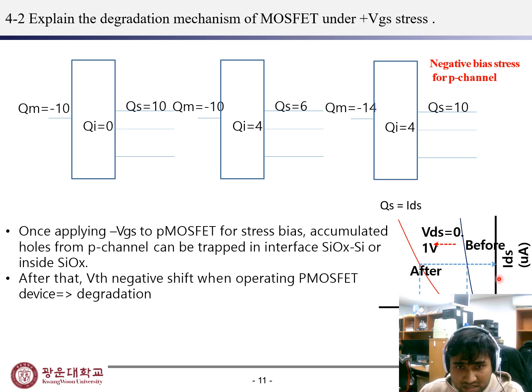Here are the IDS and its VGS. Initially the conduction is good, but a few days after, the IDS value degrades.